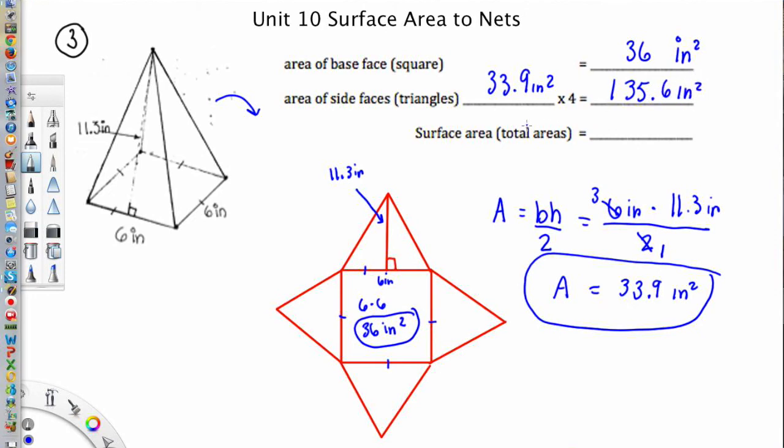Our last step is just to add everything up. And when we do that, we have to add our base to our 4 side faces. 6 tenths plus 0 is 6 tenths. 6 plus 5 is 11. Carry the 1. 1 plus 3 is 7. And bring down the 1. Our answer is 171 and 6 tenths inches squared. That is the surface area, the area of all of the surfaces of this square pyramid.